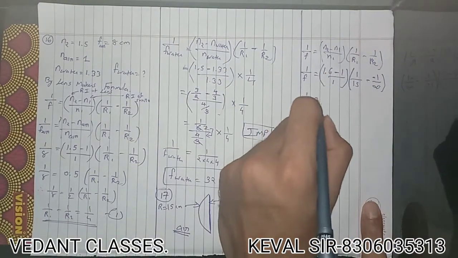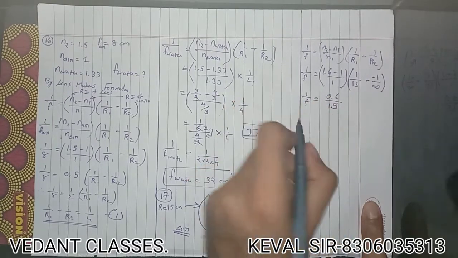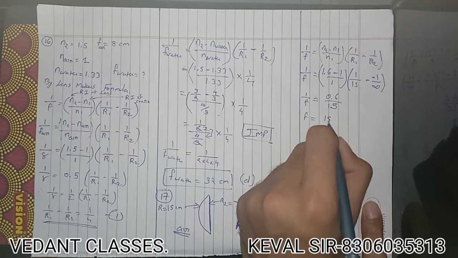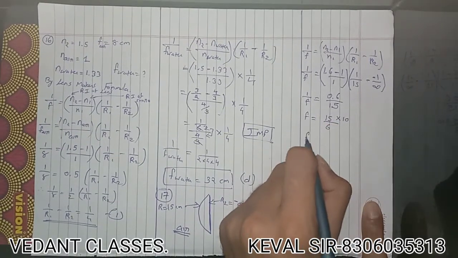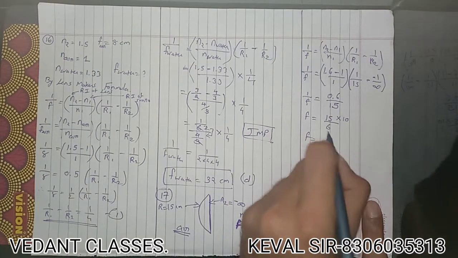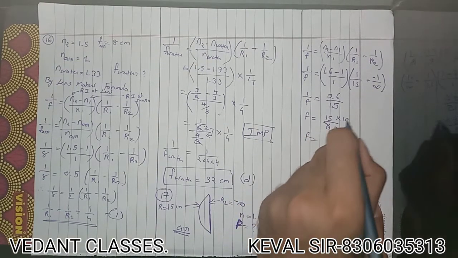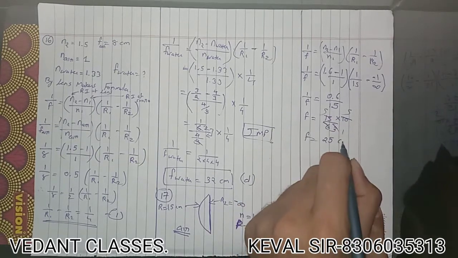So 1 by f is equal to 0.6 upon 15. So f is equal to 15 upon 0.6, so 150 upon 6. Cancelling, the focal length is 25 centimeter.